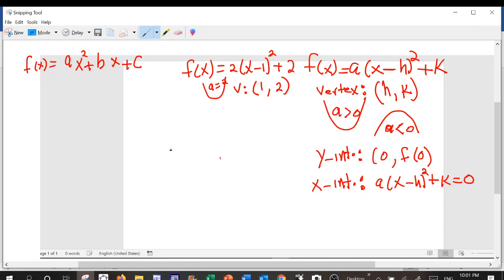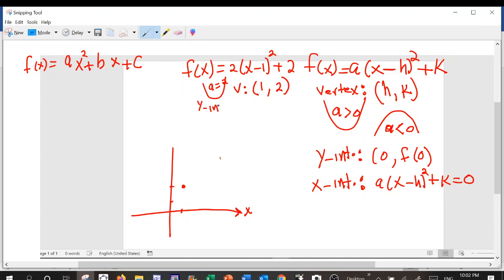So let's graph this. Let's graph it over here. So (1, 2). That's the vertex. And does it open up or down? Opens up, so it doesn't really have an x-intercept, because we know it's going to go that way. It's not going to cross the x-axis here, right? This is the x-axis.